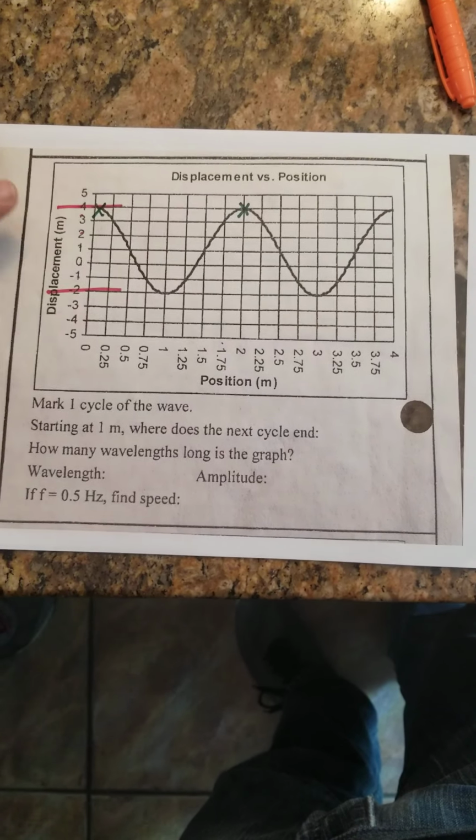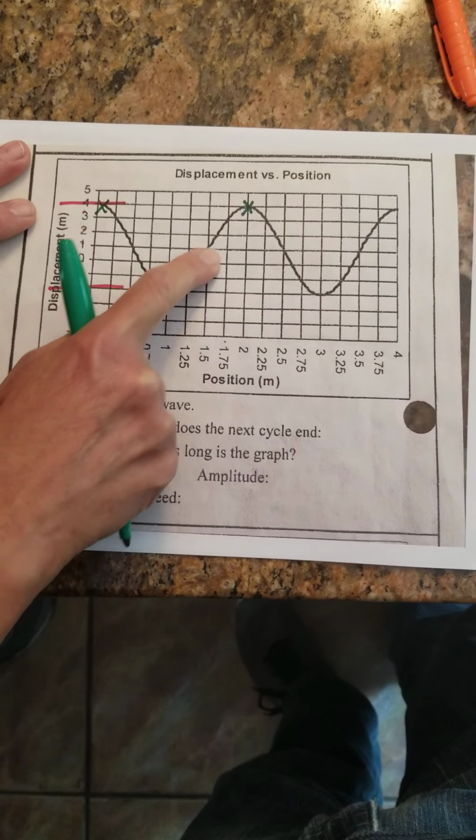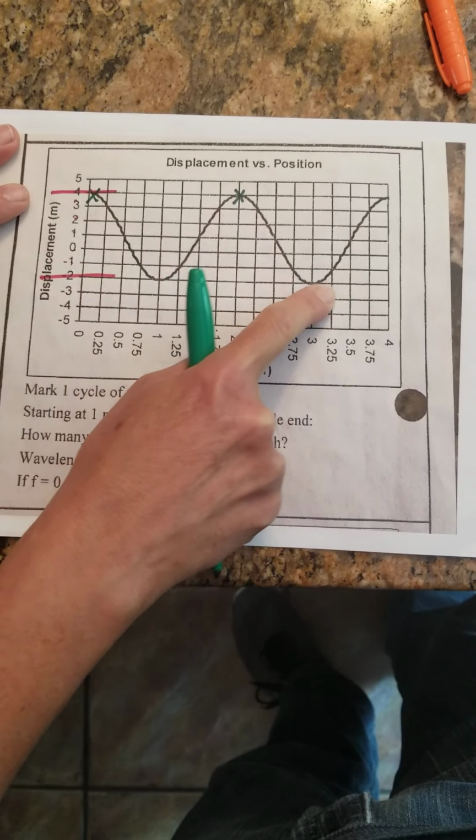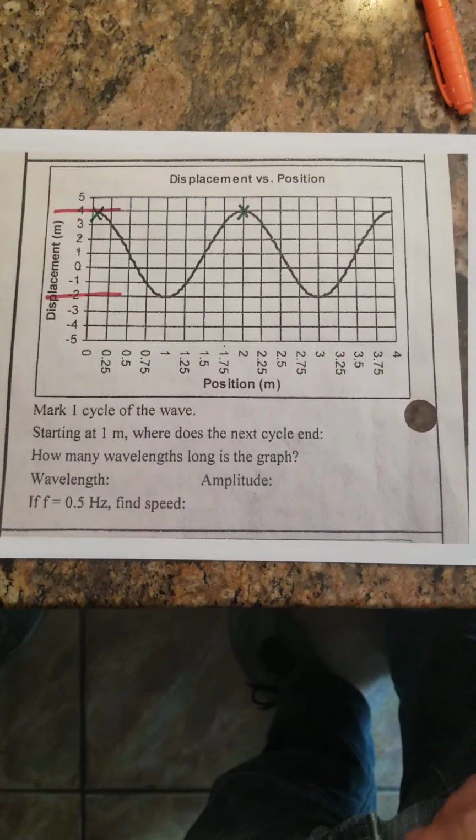How many complete waves are on here? Again, if I start at a crest, one wave ends at a crest. The second wave ends at the next crest. There's 2 complete waves on here.